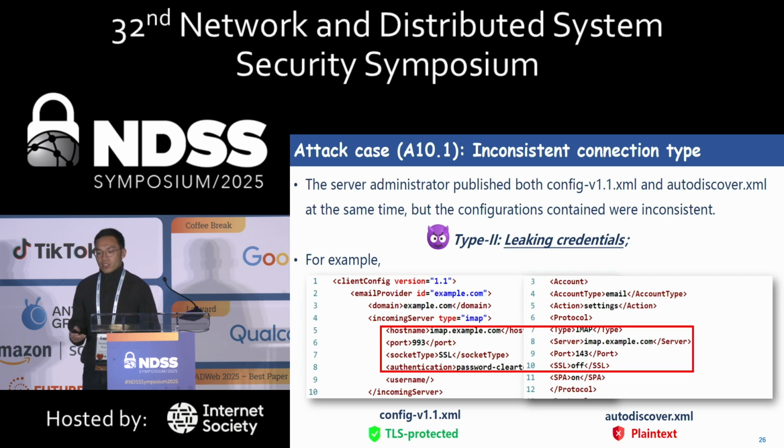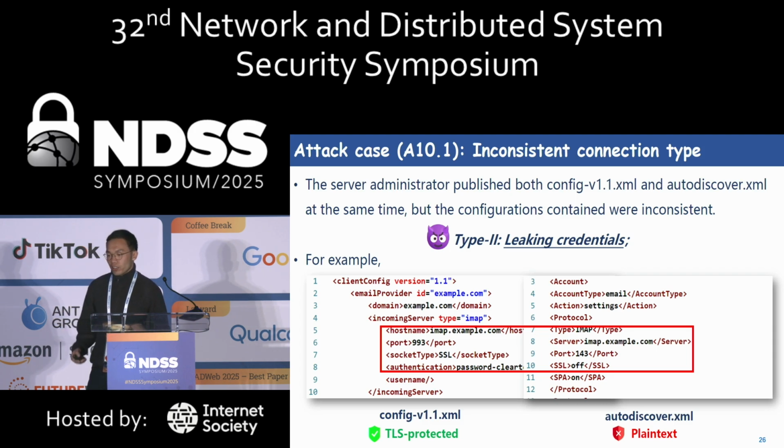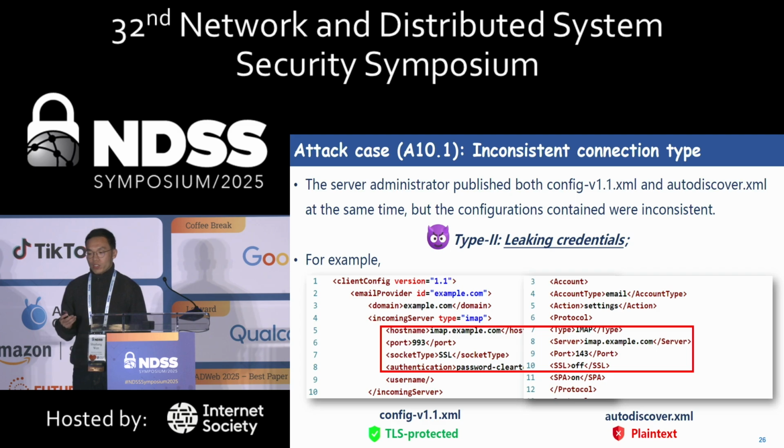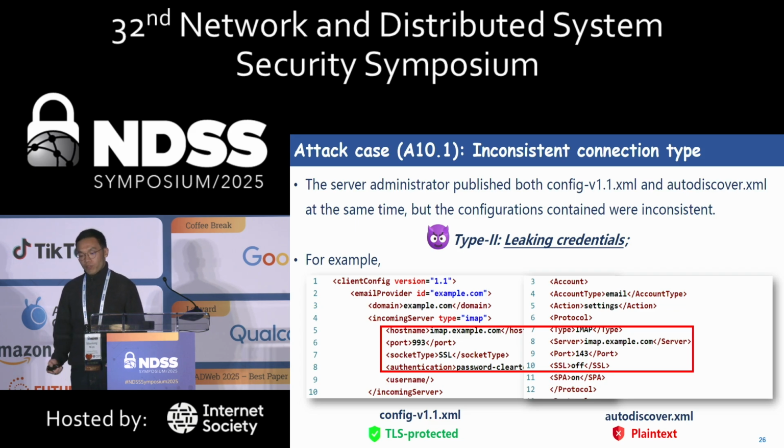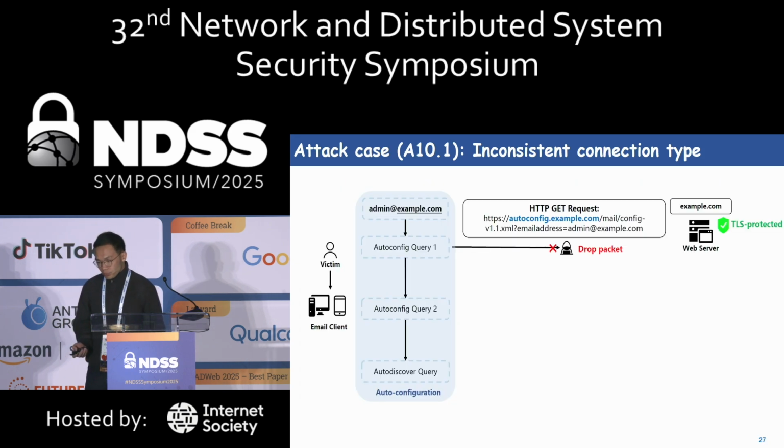For another case, it's about the type 2 attack. It arises from the inconsistent connection type in the configuration file. For example, the server publishes both auto-config and auto-discover at the same time, but the configuration contents are inconsistent. For example, they have the auto-config with TLS protection, while the auto-discover is plain text.